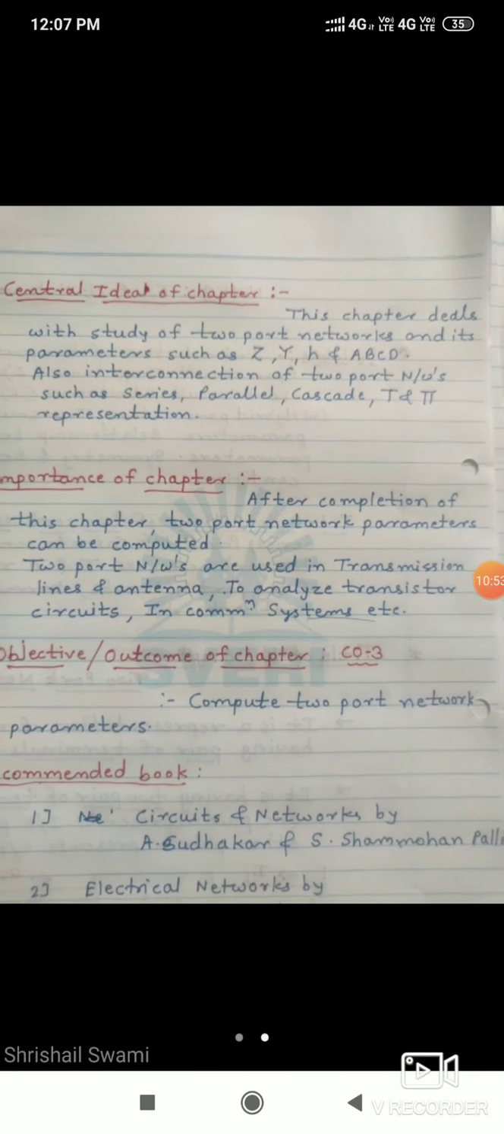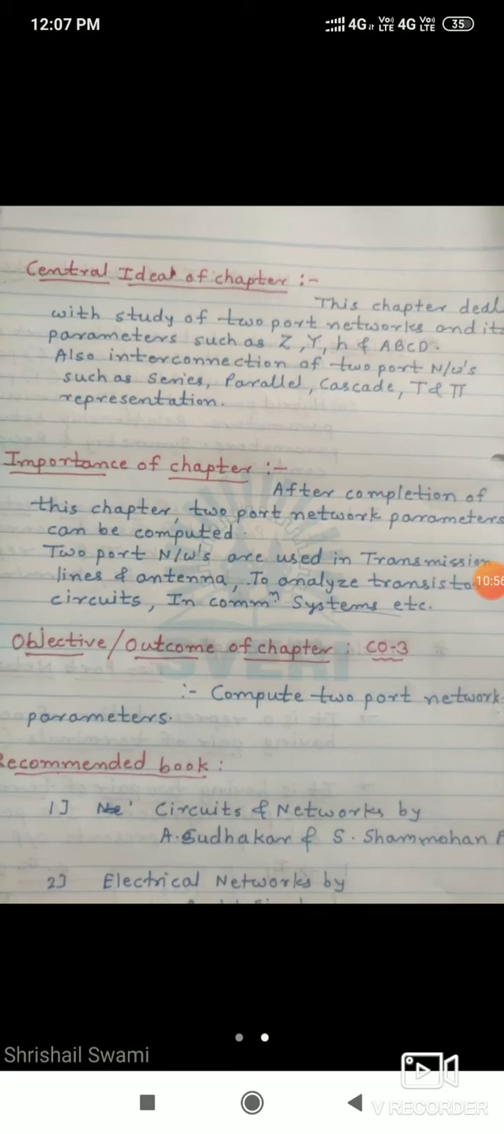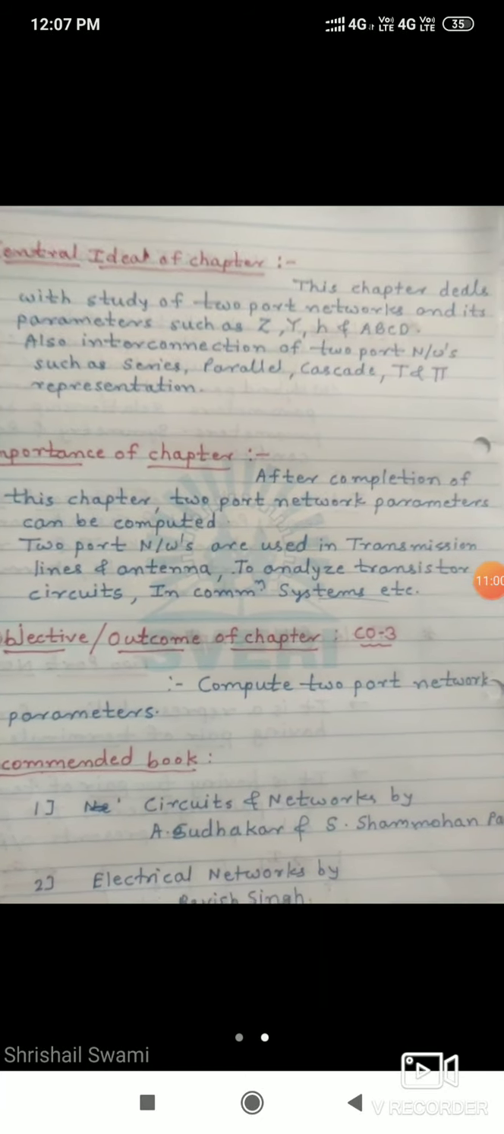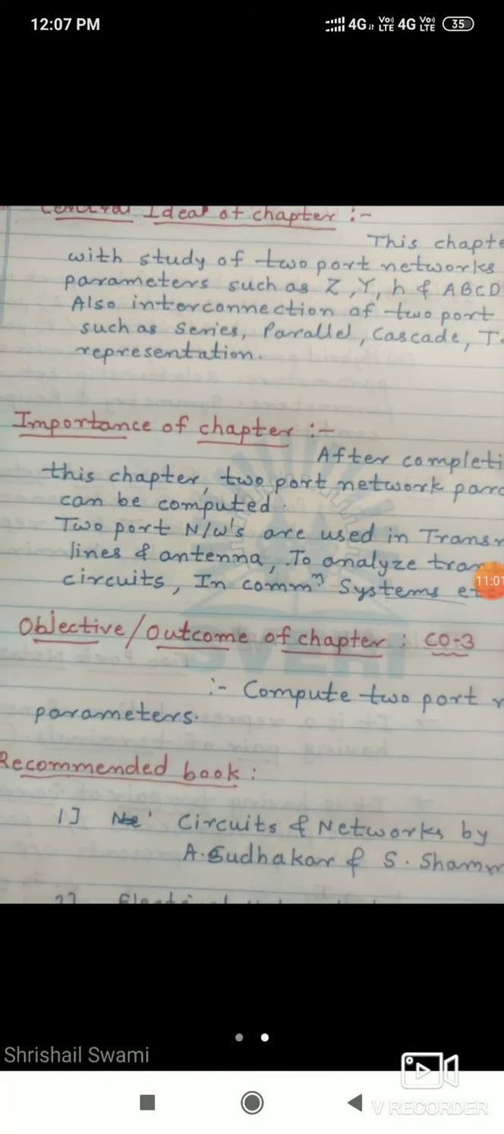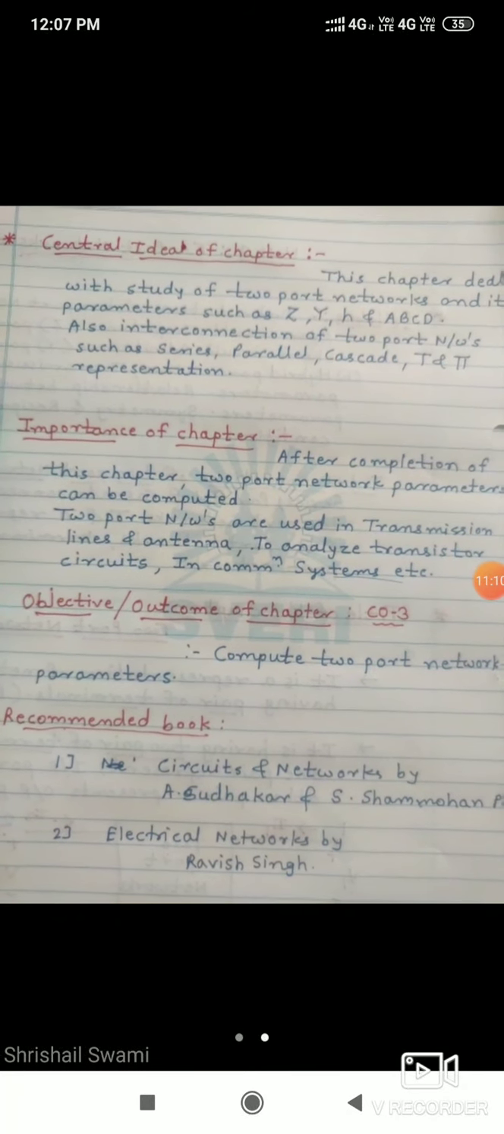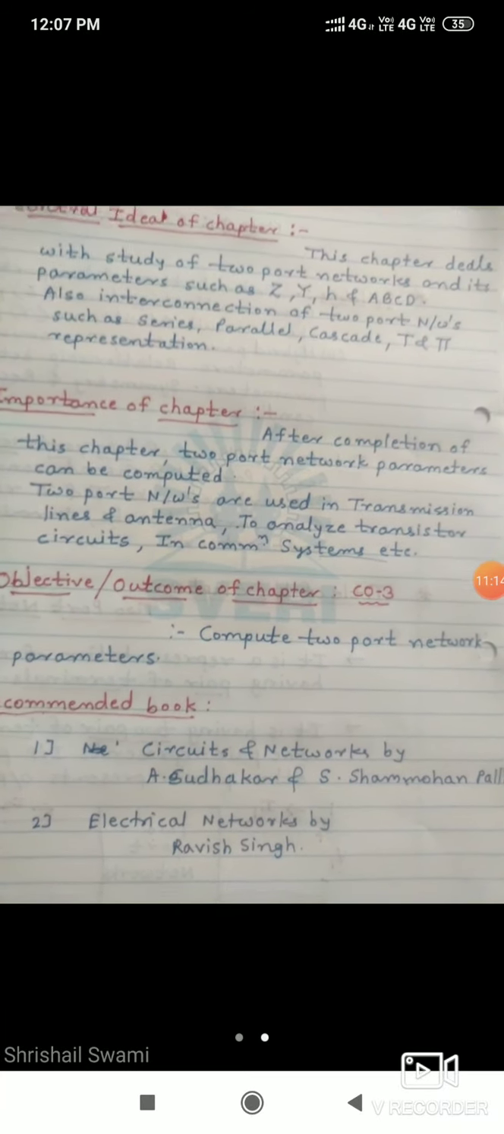In communication systems also we can use them. Similarly, transmission parameters we can use in transmission lines and antennas. So these are some applications, or why we are learning this chapter, that is coming under the importance of this chapter. Next, the objective or outcome of this chapter. What is the objective or outcome? Compute two-port network parameters. This is CO3, course outcome 3.